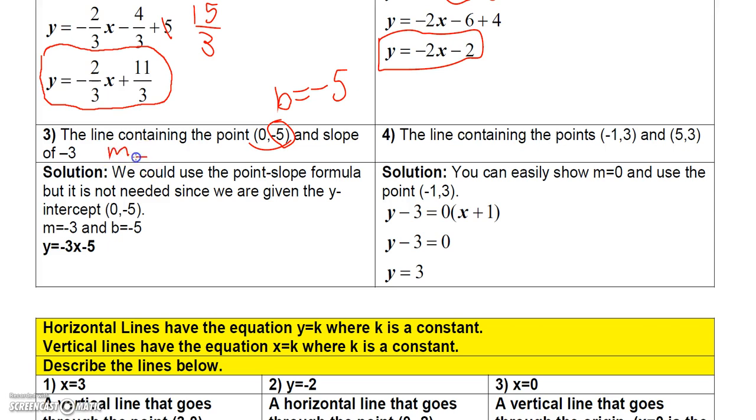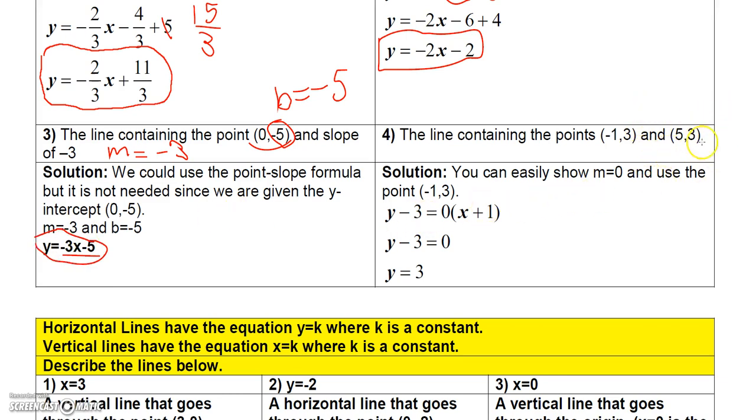And so if you think back to y equals mx plus b, then you can just write this as y equals negative 3x plus negative 5. And again, that's using the slope-intercept form of the line. Again, we know the slope is negative 3, we know the y-intercept is negative 5, therefore we don't really need to use the point-slope form. We can use the slope-intercept form to get that equation.